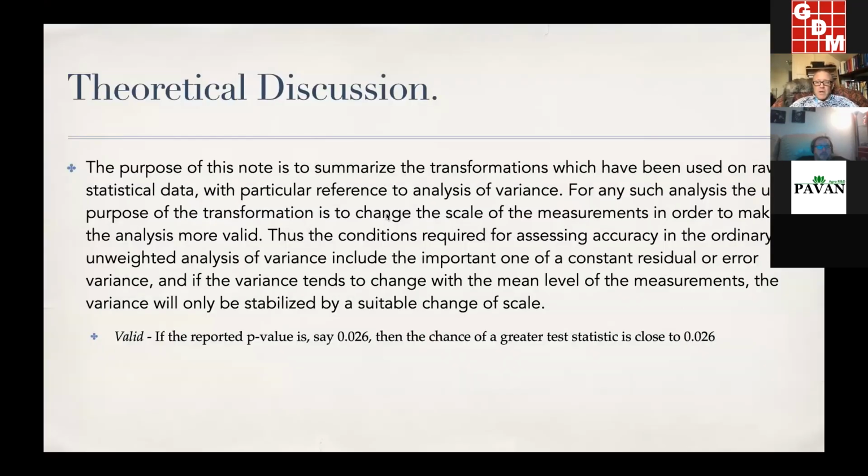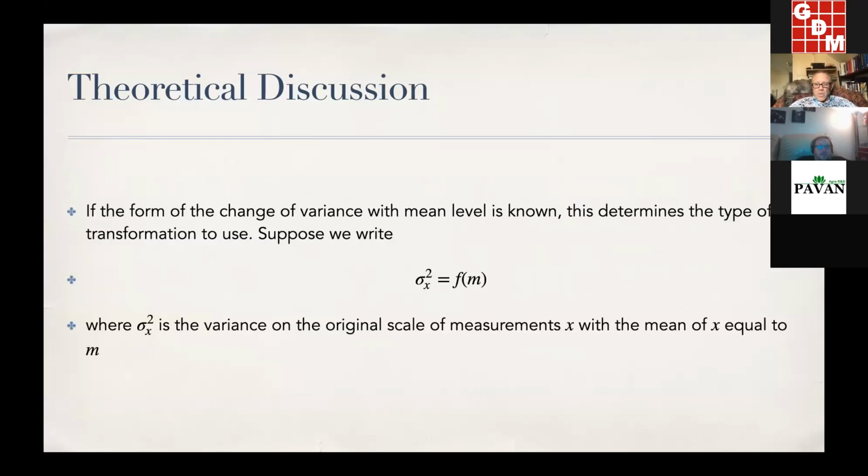So the main thing that we look for in a transformation is that it is valid, that if we get a p-value from the transformation, it is close to the true p-value. What we are going to find when we look at transformations is we look for data where the variance is a function of the mean. And then we use that function to normalize the variance, to put it on a homogeneous scale.